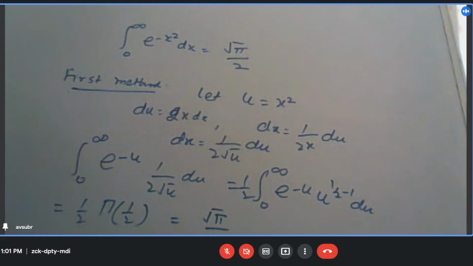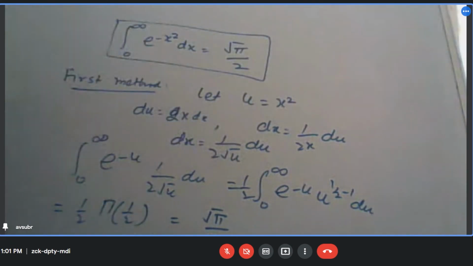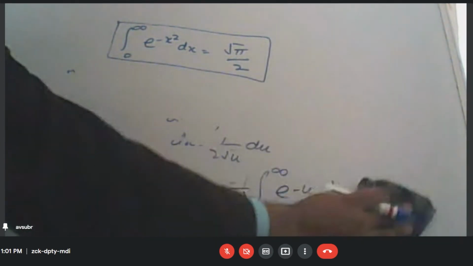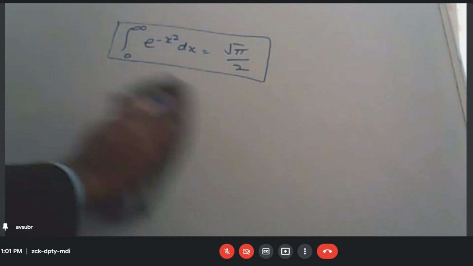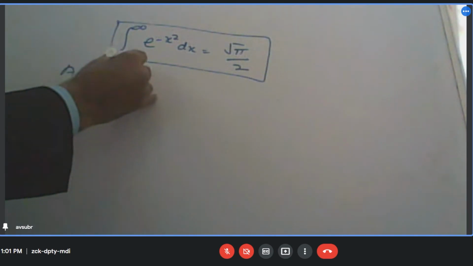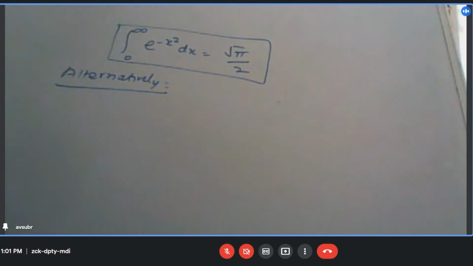This is one method. So easily one can prove that this particular integral is equal to this. Now we will see it with an alternative method, another method. Have you all written it? Now, alternatively, you will enjoy this, how we can solve this one. This is a very interesting thing.